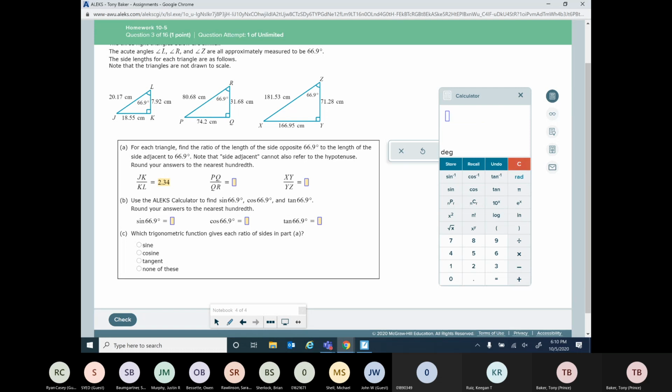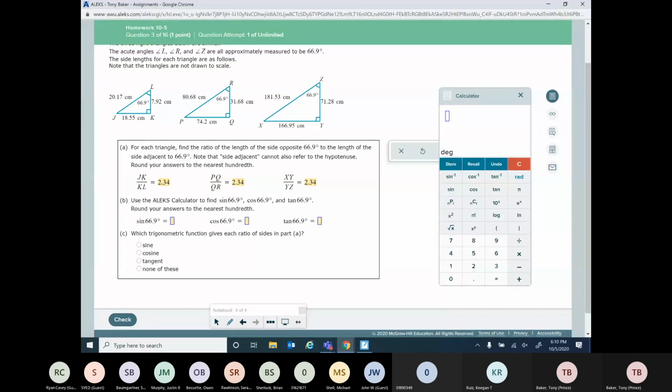I typically do at least two of them just to make sure that I didn't mess up on the first one. 74.2 divided by 31.68, and I'm going to get the 2.34. And then you can divide the last one and it should come out to be the exact same again. But we know it's going to come out to be 2.34.